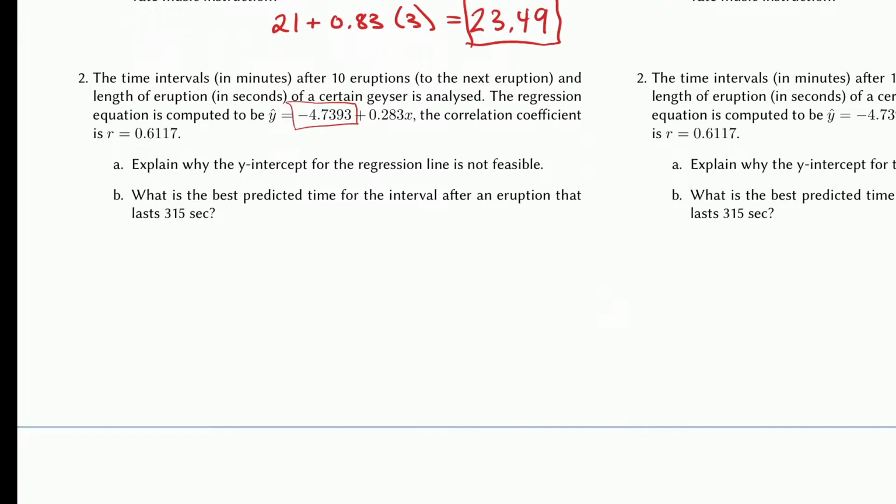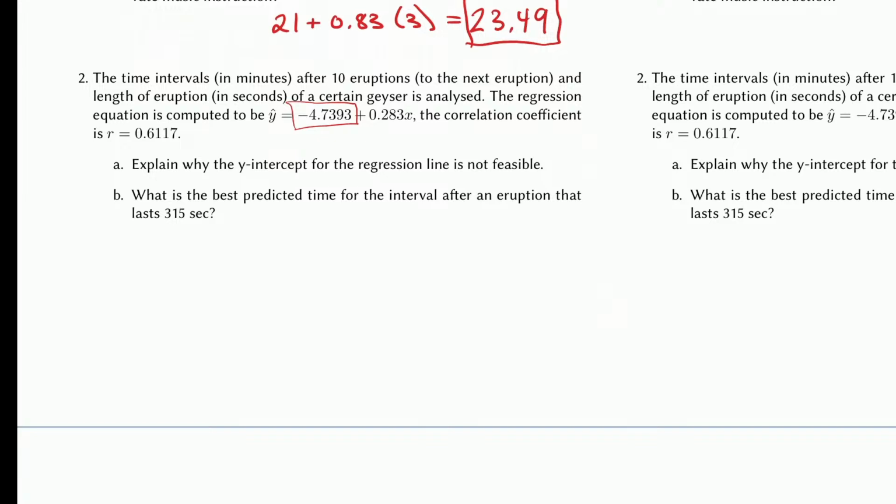But anyway, getting back to this. Why is this not feasible? It's because y here, so x is the amount of time of the eruption. Y is the amount of time until the next eruption. So imagine what the y-intercept would mean. You could use any of these arguments to say that this is not feasible. First of all, it would mean that you're putting in 0 for x, which is an eruption that lasts no time. Well, that's not an eruption, right? So that's one way to say that it's not feasible.